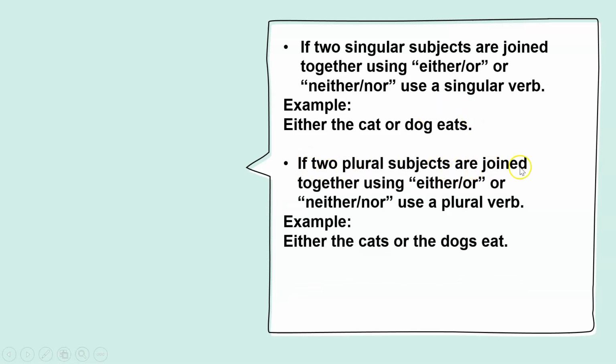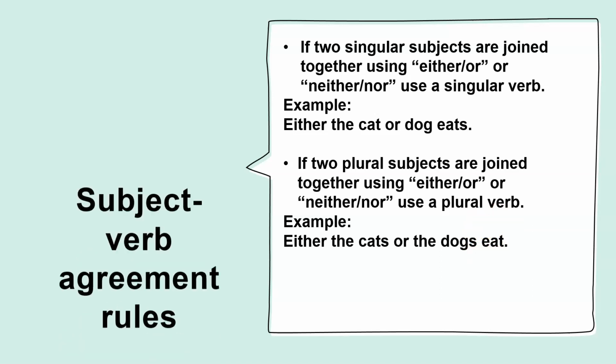If two plural subjects are joined together using either or neither nor, use a plural verb. Example, either the cats or the dogs eat. Now here this cats or dogs, no matter we are talking about any one category, either there will be cats or there will be dogs, but these cats and these dogs both are plural. So we will use plural verb with it, that is, we will not use s or es with the verb.